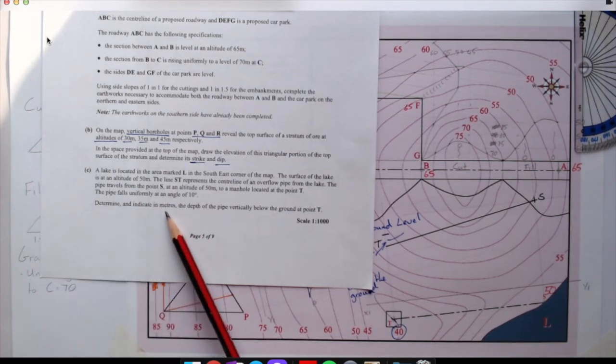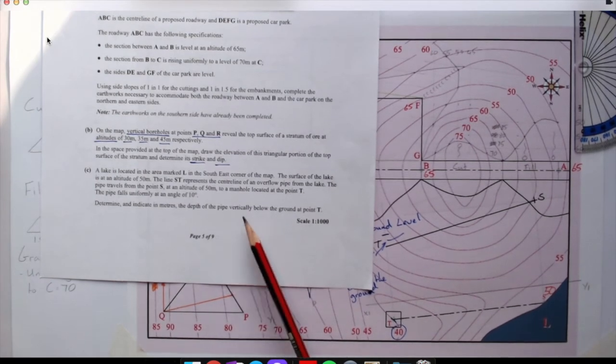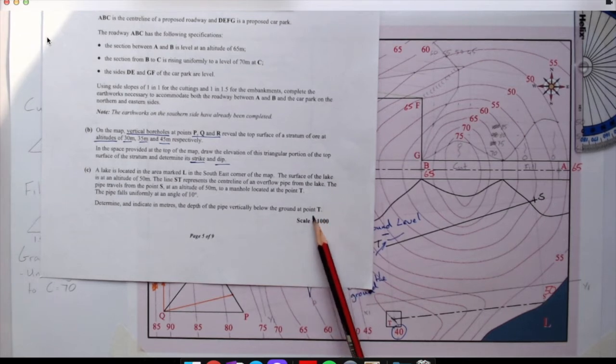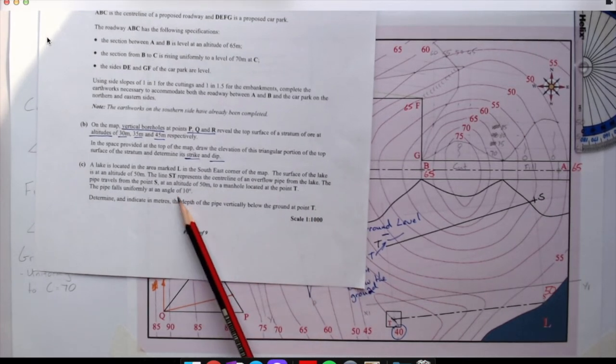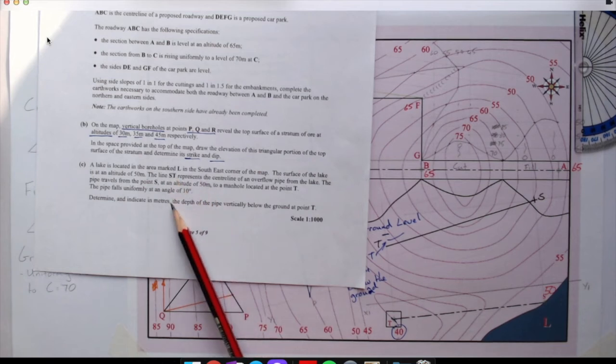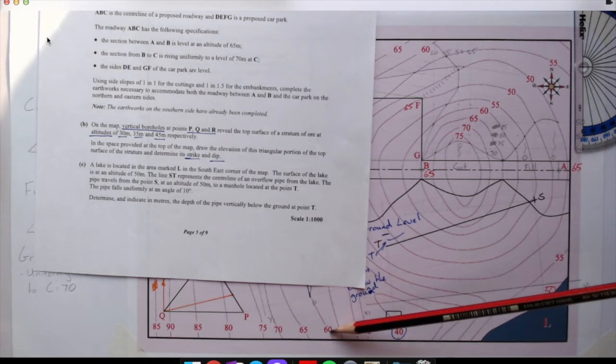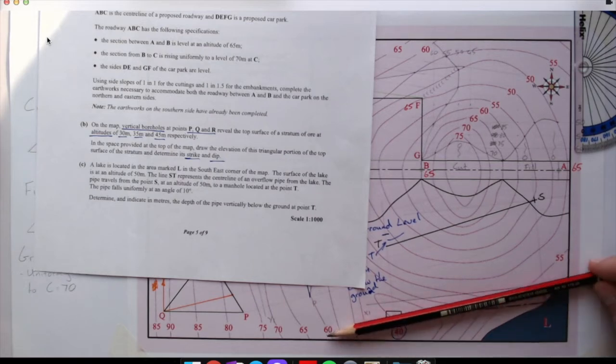Determine and indicate in meters the depth of the pipe vertically below the ground at point T. So what we need to figure out is how far below the surface point T is, using the information that we have. First of all, the pipe falls uniformly at an angle of 10 degrees, so we need to look at an elevation, because we can't see what angle something falls at in a plan. If I move my pencil up like this, my pencil is at an angle now, but you can't actually see what angle it's at. So we have to take an elevation.